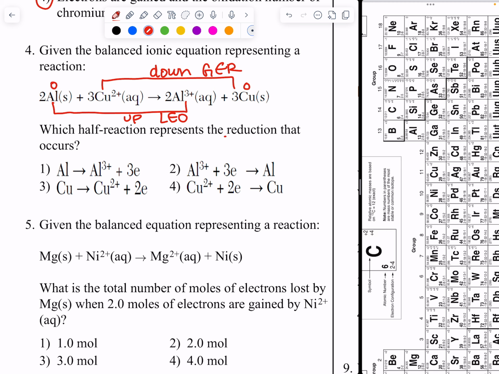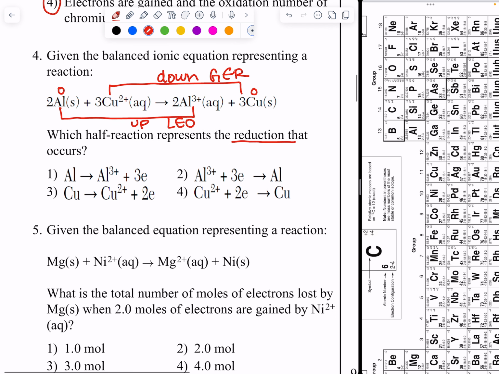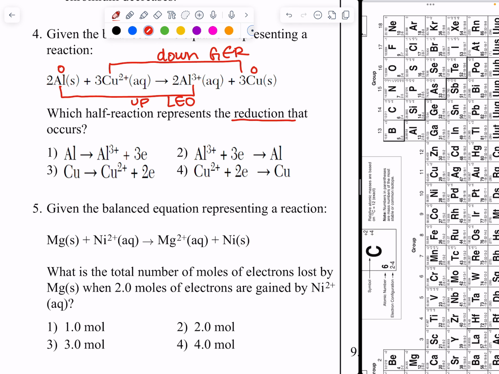They want to know the reduction half reaction, so I'm focused on copper. And reduction is gaining electrons, so electrons should be a reactant, and the only choice that does that is choice 4.